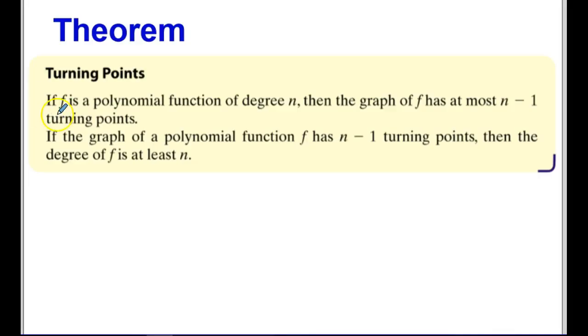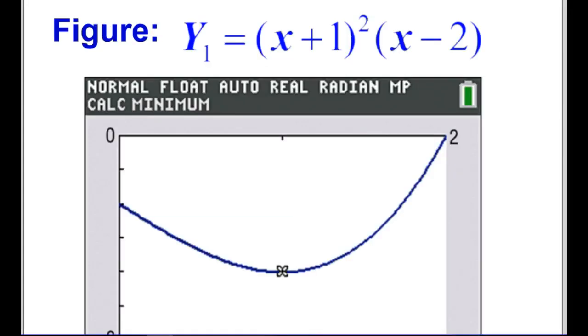Okay, so if f is a polynomial of degree n, and we're always dealing with degree n, then our graph has at most n minus 1 turning points. We'll actually look at what this looks like in the graph because that helps. And on the flip side, if the graph has n minus 1 turning points, then the degree is at least n. So let's actually just look at what this looks like.